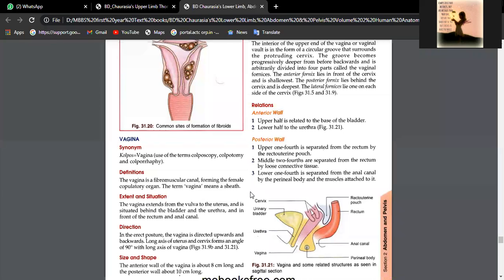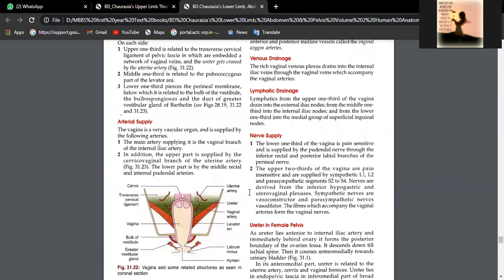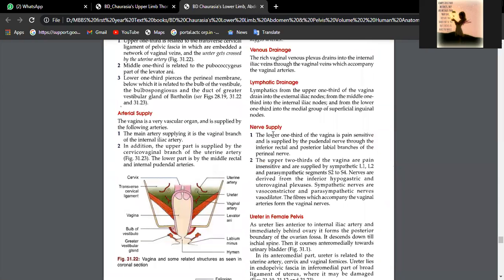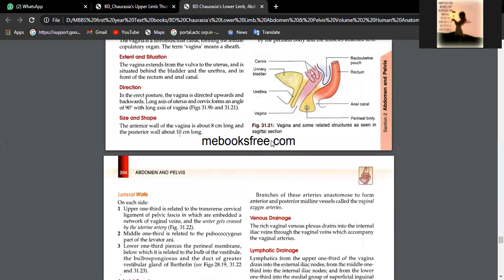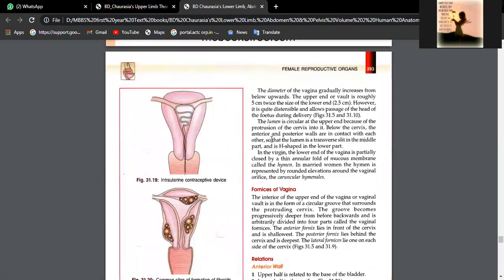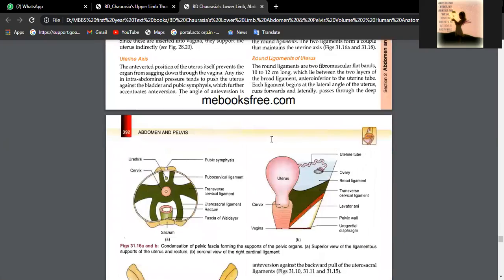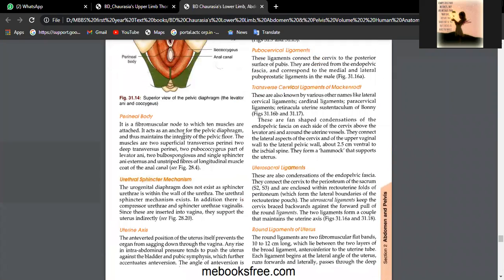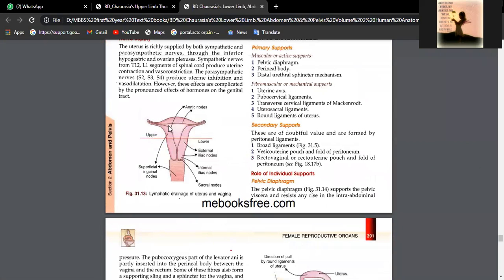Apart from the supports, now lymphatic drainage is ours, right? It is a very good picture. See, the fundus part is draining into aortic lymph nodes; the upper part of the fundus into aortic and the lower part into superficial inguinal lymph nodes. Then the lower part of the body and cervix drain into external iliac, internal iliac and sacral groups of lymph nodes. Okay, beta?